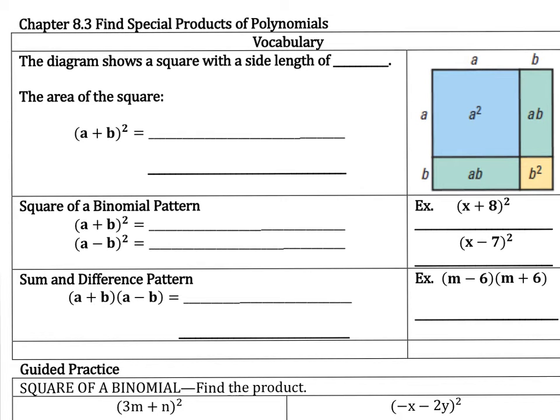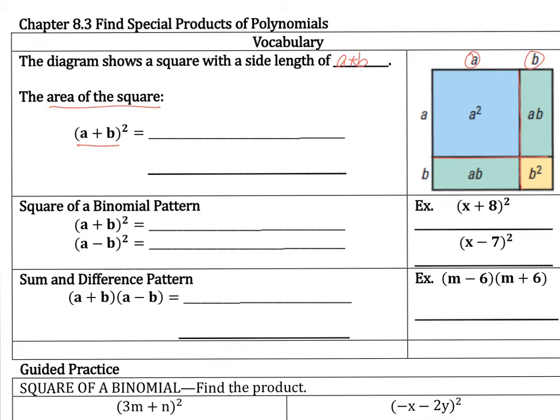8.3 finds special products of polynomials. The diagram to the right shows a square with a side length of a plus b. The area of the square is then represented by a plus b squared. Now, to the right here, we can cut this big square into 4 smaller shapes.